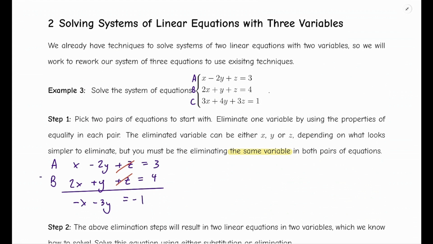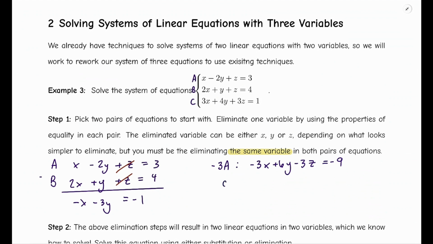And now I need another pair of equations, so either A and C or B and C. So I'm going to use A and C. It doesn't really matter. But I have to eliminate the z's because it has to be the same variable as the first pair. Well, that means I have to multiply A by negative 3. So I'm going to go negative 3A, which is negative 3x plus 6y minus 3z equals negative 9.